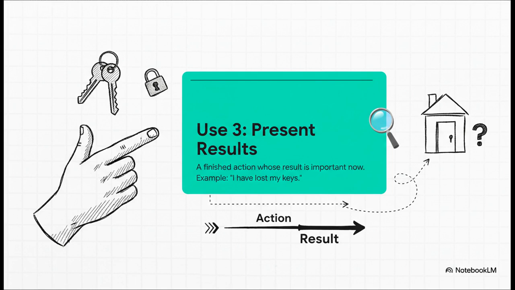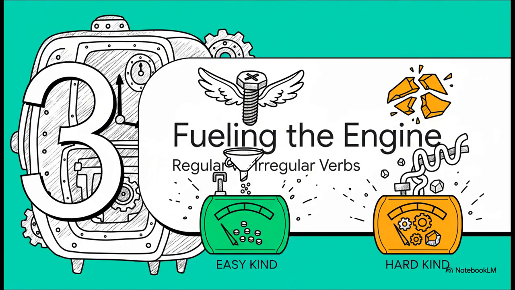It's that perfect bridge between past and present. Okay, so any good time machine needs fuel to run, right? For the present perfect, our fuel is the past participle. And this fuel comes in 2 main types. You've got the easy kind, and you've got the kind that takes a little more practice.